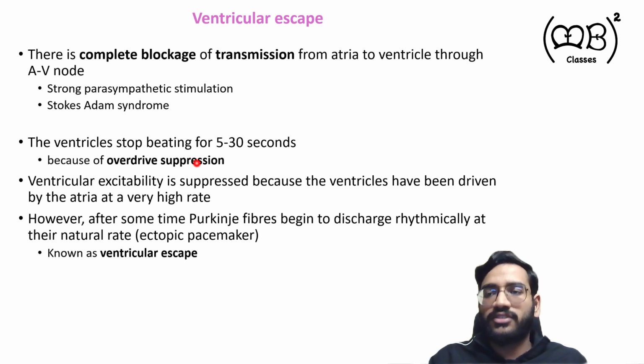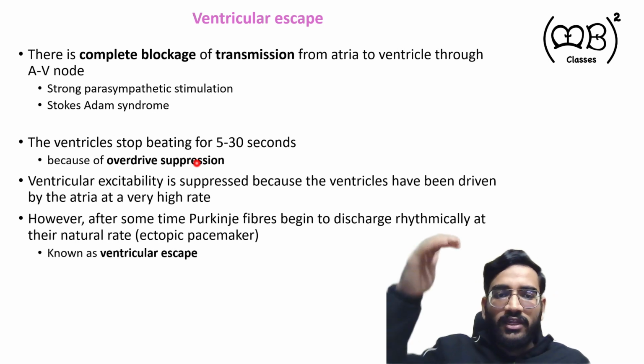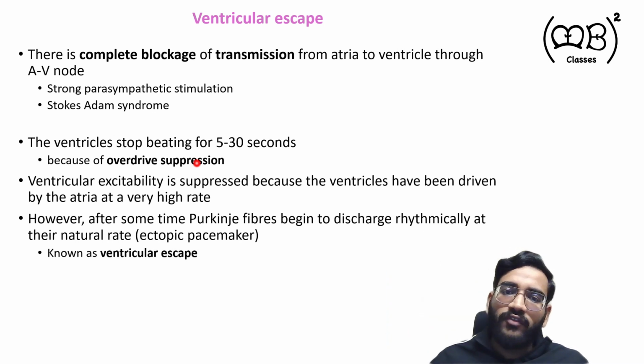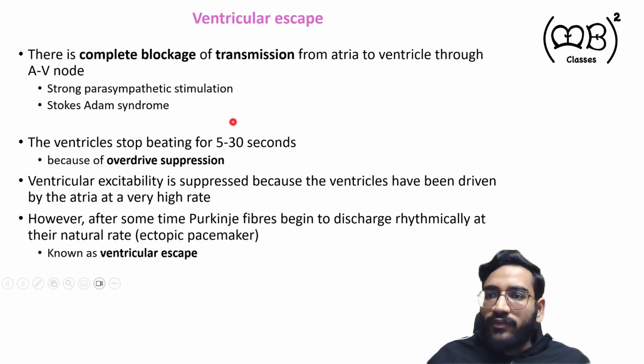So because of that, there is overdrive suppression, and the ventricle's intrinsic or natural rate has been suppressed. When there is no transmission from the SA node or the AV node, it takes about 5 to 30 seconds for the Purkinje fibers to start discharging rhythmically at their natural rate, and they will escape the blockage of transmission or the strong parasympathetic stimulation, which is known as ventricular escape.